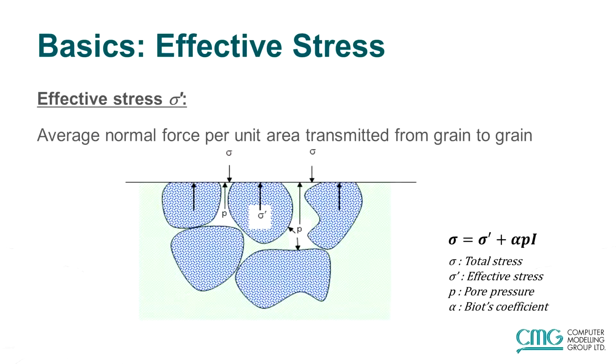And then there is the concept of effective stress. Effective stress is the average normal force per unit area transmitted from grain to grain of your rock. So your rock, which is buried deep in the reservoir, will be acted upon by the overburden stresses. Now these stresses have to balance somehow. And what balances these stresses is the pore pressure inside your rock and the effective stress acting on your rock grains. So the right-hand side equation shows you that total stress is effective stress plus alpha times pressure, where alpha is the Biot's coefficient. The I you see is the identity matrix.